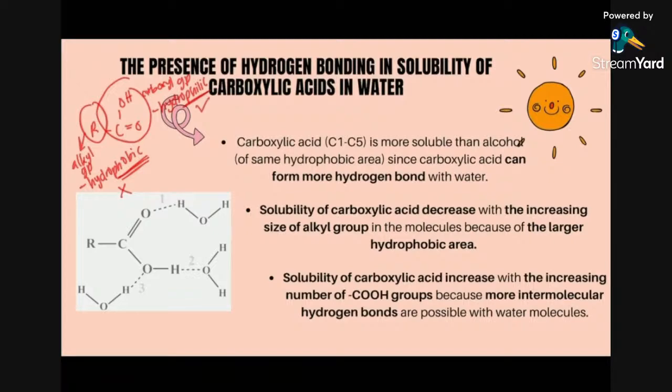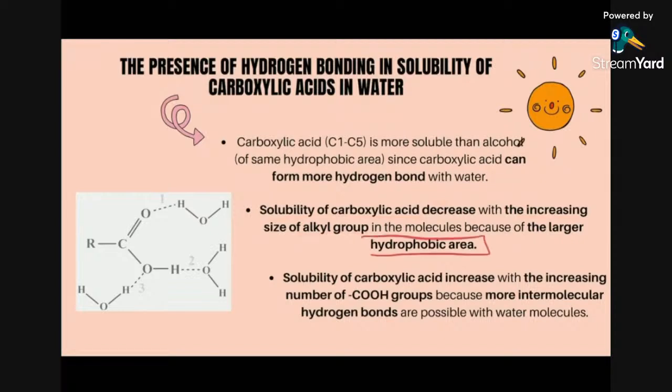Okay, so carboxylic acid, solubility of carboxylic acid will decrease with the increasing of alkyl group. Sebab alkyl group ni kan dia tak suka air in the molecule because of the larger hydrophobic area. Dia kan tak suka air. So sebab itulah solubility ni dia decrease.